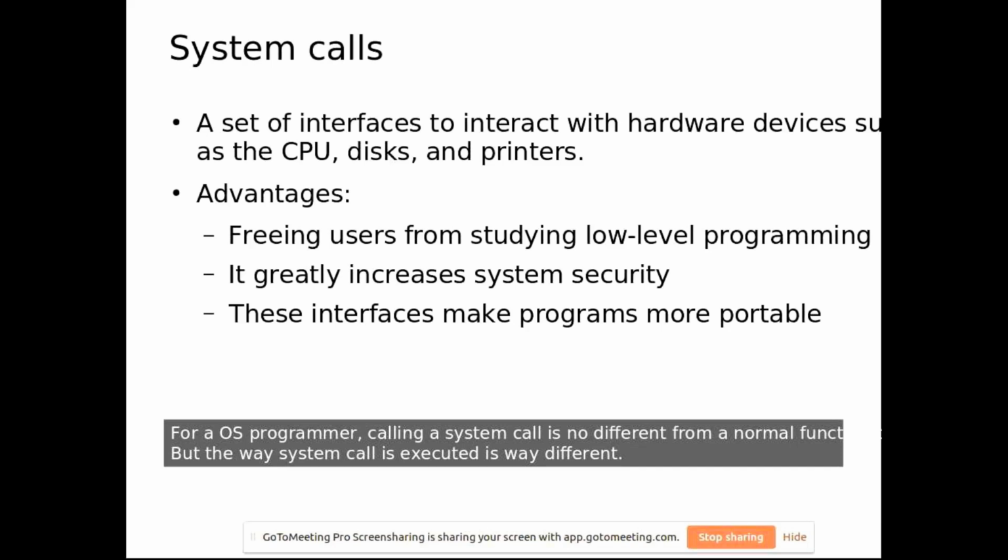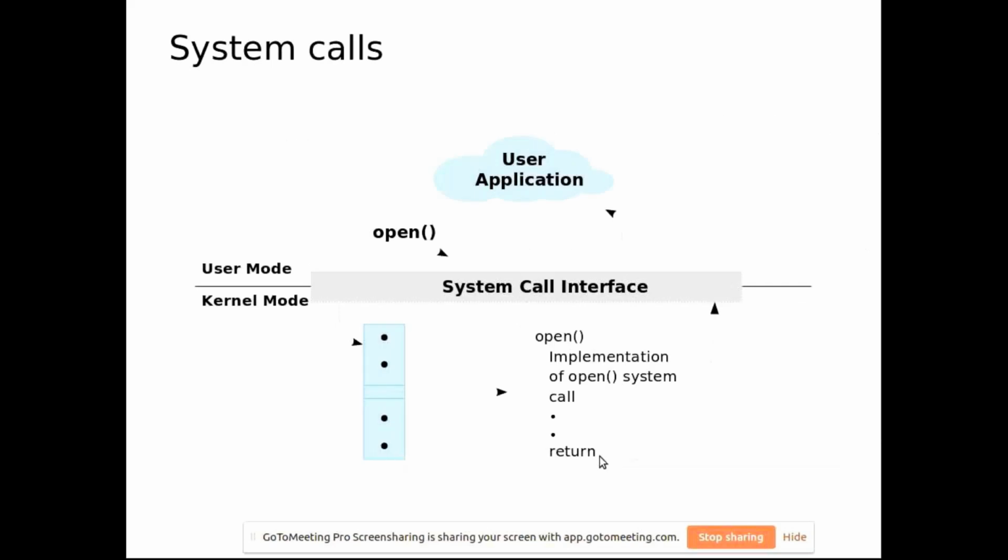So here is a small system call, open, that we are using here. Open will open a file and return a file descriptor, right? Here is a user application, and we are writing code in which we use the open system call. When the code reaches the open system call, it goes to the system call interface.